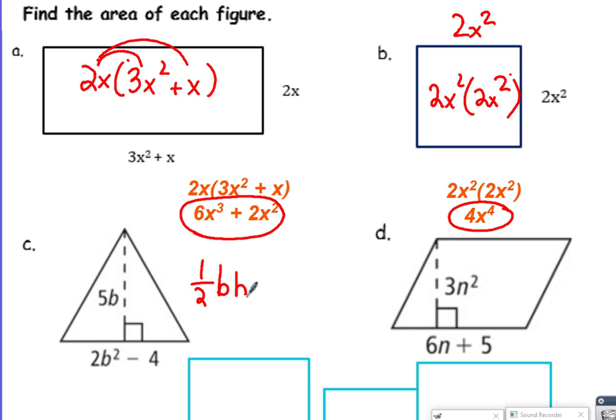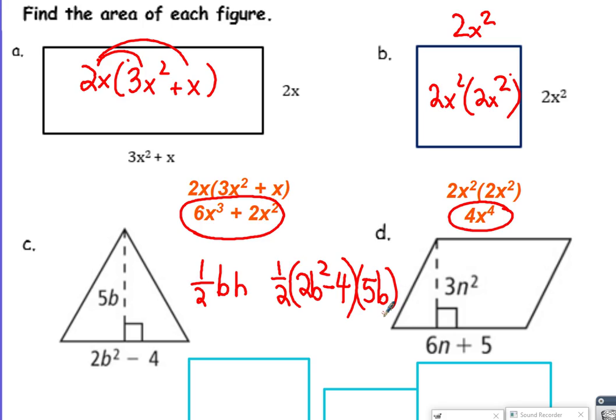I'm going to write this a little bit differently. I'm actually going to multiply the height times the base, something like that. So I get 1/2 times 2b squared minus 4 times 5b.